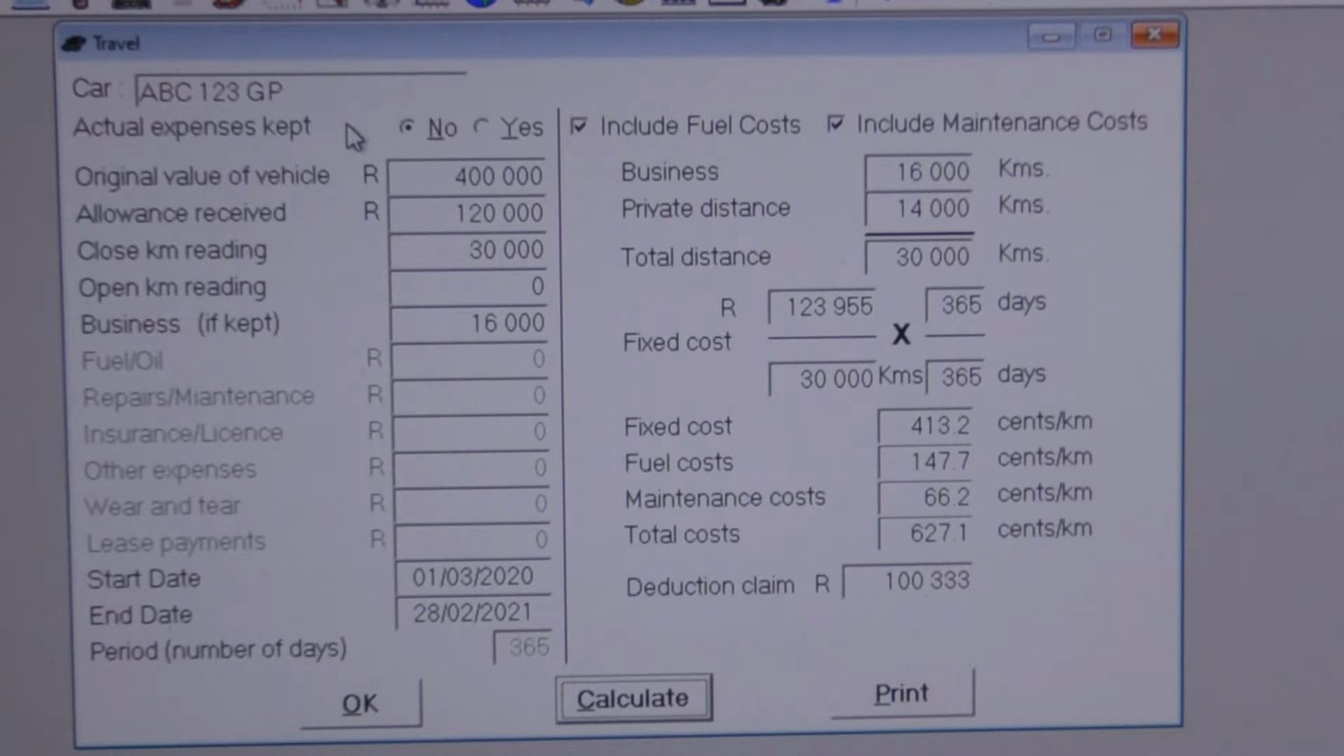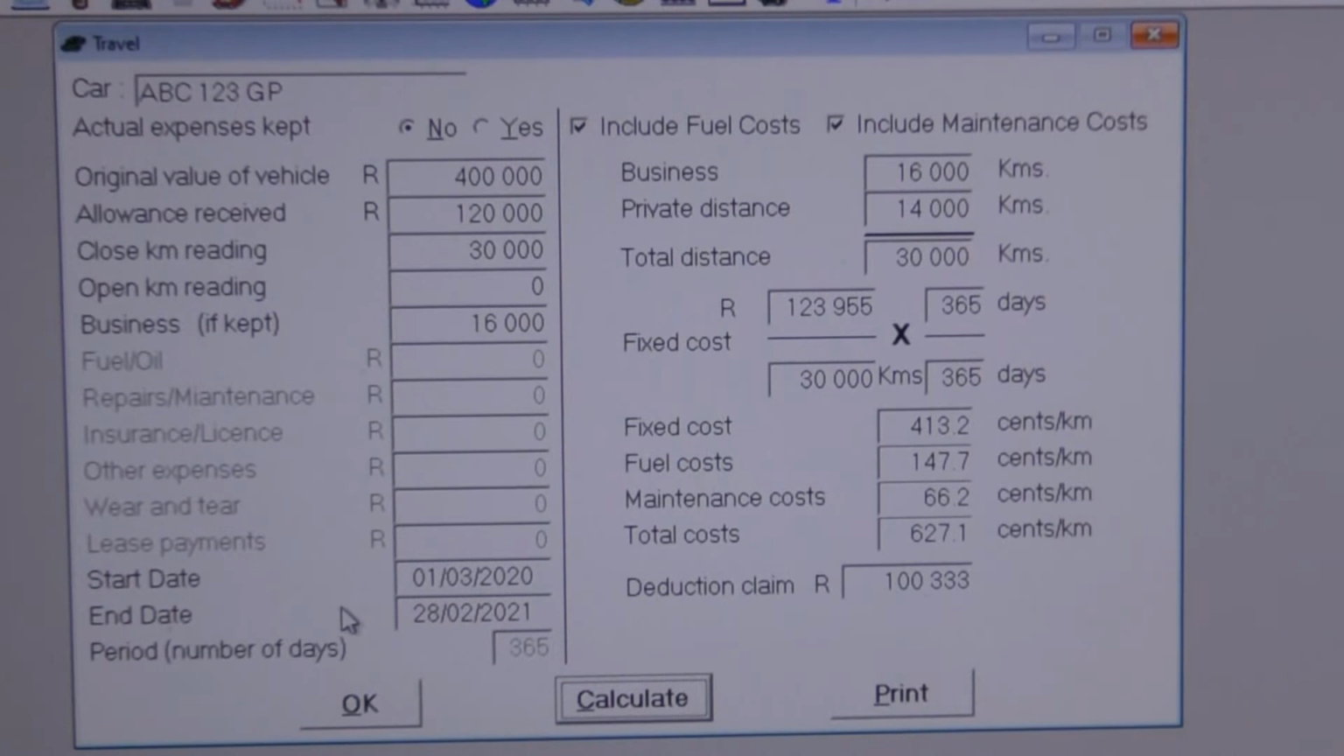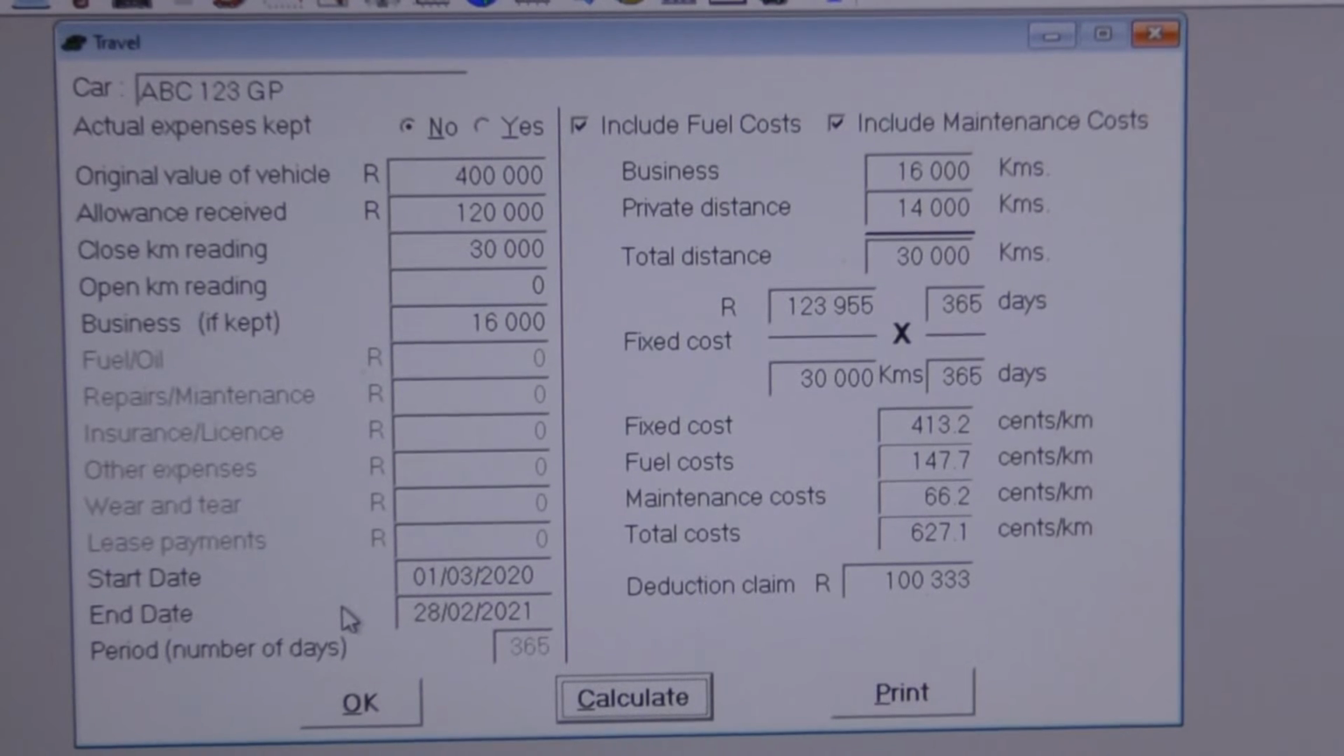The first thing we are asked is whether we've kept records of expenses. This refers to a record of expenses like fuel, oil, maintenance, insurance, etc., as listed in the bottom left section of the calculator. We'll have a look at a case where records of motoring expenses are kept in a minute, but let's first examine the very simple case in front of us where we're going to lodge a claim against an allowance received for one car using SARS's cents per kilometre tables.